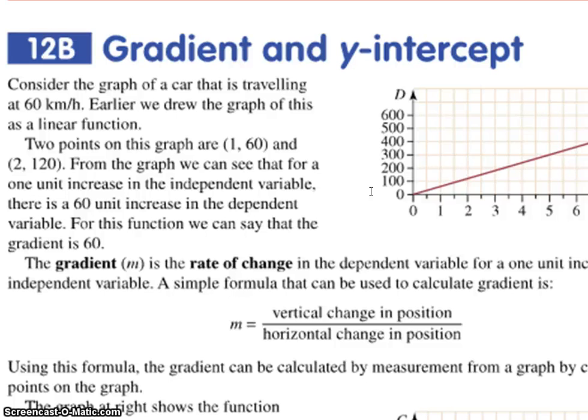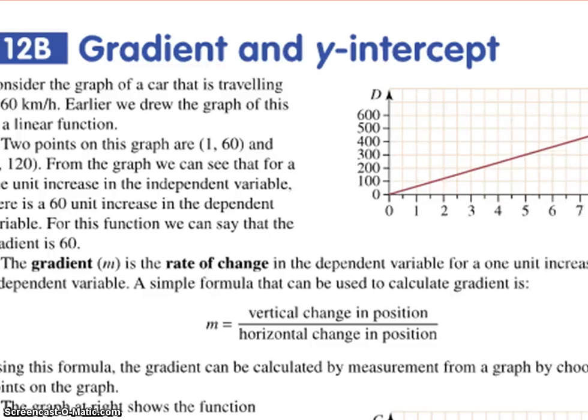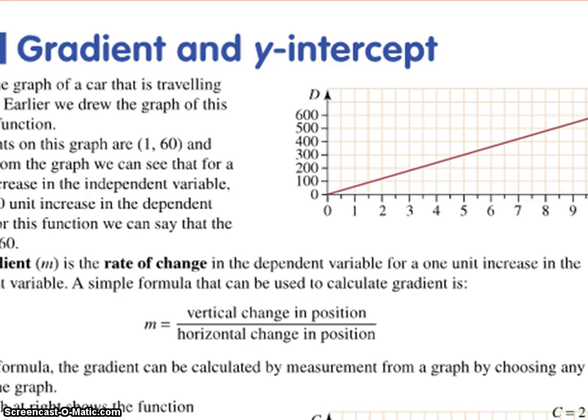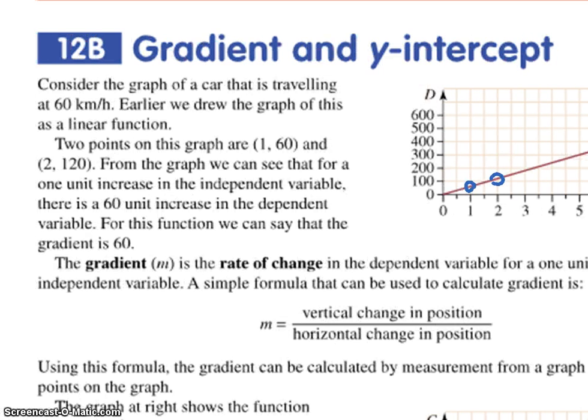First one is 160, and the other one is 120. Okay, so they're down here, 160 and 120. What we are looking at with that is that for every 1 unit increase on the independent variable, we went up by 60 on the dependent variable. That makes sense? We went from 160 to 120. Yeah? We went up by 1 on the horizontal, on the independent, and we went up by 60 on the dependent. Cool? Right. For this function, we can say that the gradient is 60.